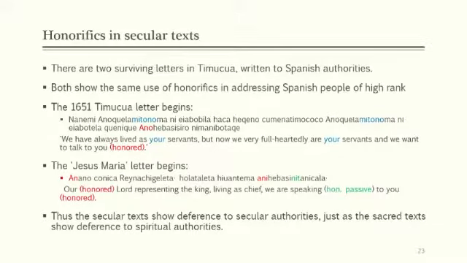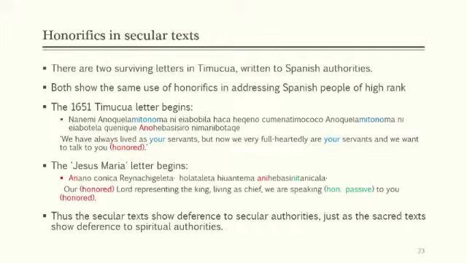There are two surviving letters in Timucua written to Spanish authorities. They both show the same use of honorifics in addressing Spanish people of high rank. So the 1651 Timucua letter starts, "Na neme anoque la mitonoma," and on like that. And that means we have always lived as your honored servants. And here, anoquela is servant, mitono is your honored. So the servant here that's being addressed is the King of Spain. So we are the servants of the King of Spain, addressing the king with honor.